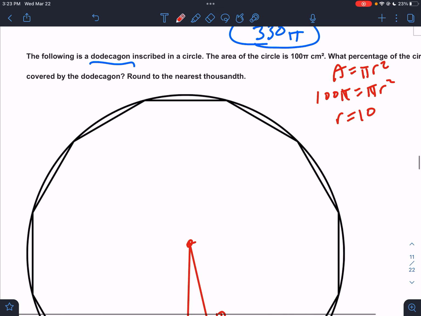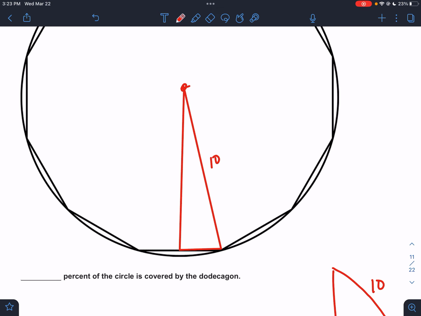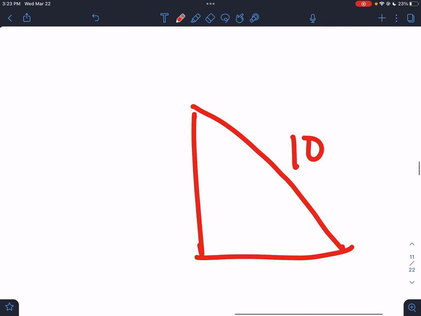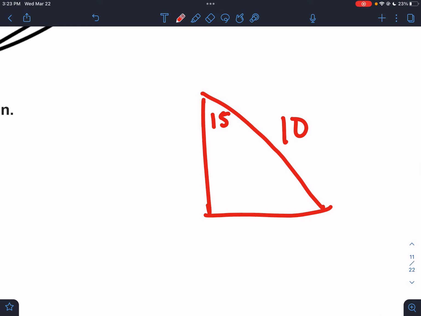There are 12 sides, so how many of these red triangles would fit? It'd be 24. So we have to do 360 divided by 24. That's going to be 15 degrees. And we need to know this side and the apothem.